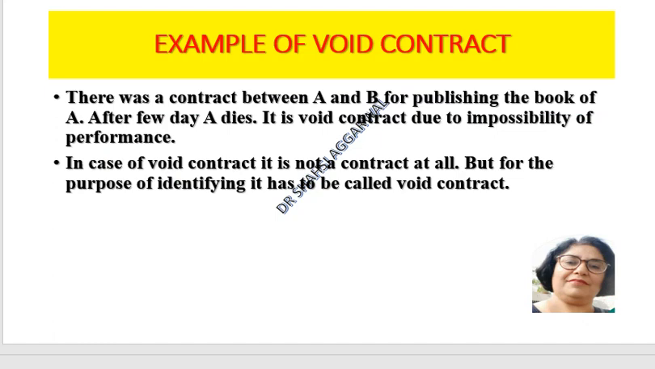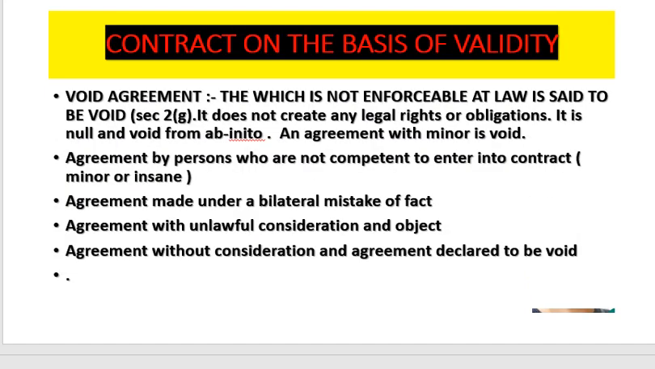There was a contract between A and B for publishing the book of A. After a few days, A dies. It is a void contract because now A is dead and this contract was based on his personal skill, that is, he could write a book. Now he is dead, so it becomes a void contract due to the impossibility of performance. In case of a void contract, it is not a contract at all, but for the purpose of identification, it has to be called a void contract. So the void contract is that contract which earlier was valid, but later on becomes void. This is the contract on the basis of validity.